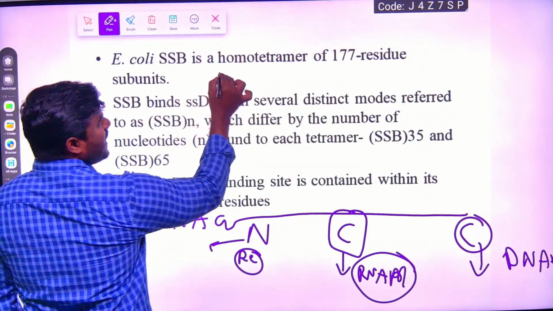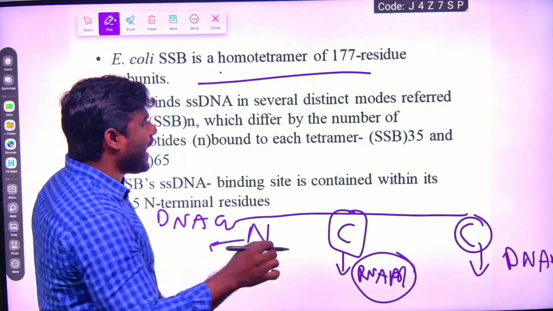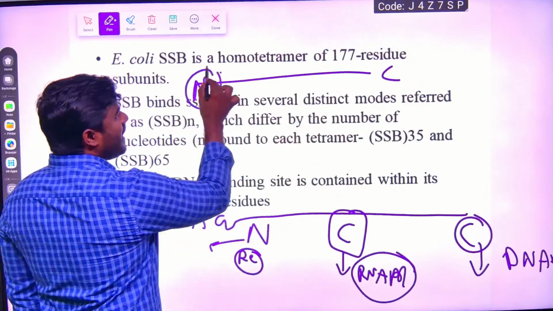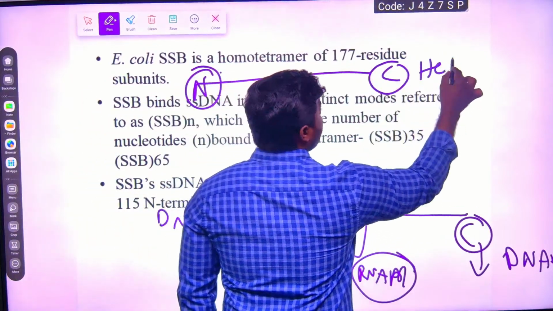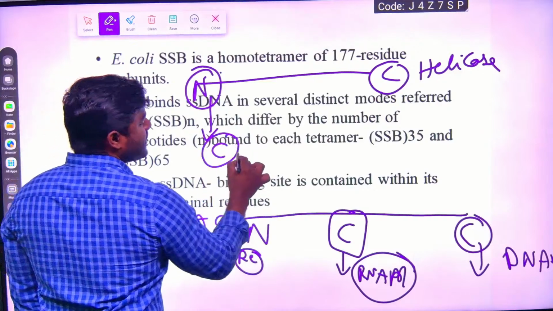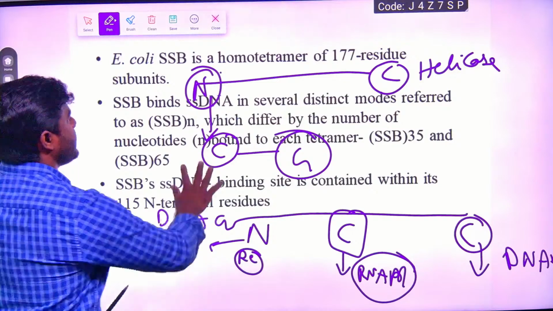What is the next enzyme? Helicase, having only 2 domains. It's a hexamer, but having 2 domains, N-terminal and C-terminal. Which is performing the helicase activity? The C-terminal domain performs the helicase activity. The N-terminal domain attaches to the C-terminal domain of the primase. Clear? No confusions at all.